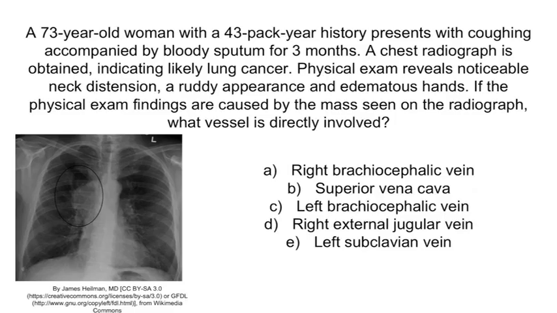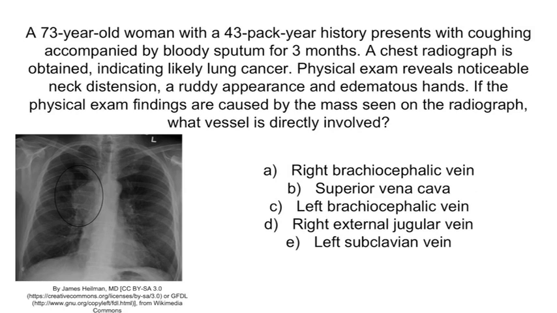A 73-year-old woman with a 43 pack year history presents with coughing accompanied by bloody sputum for 3 months. A chest radiograph is obtained, indicating likely lung cancer. Physical exam reveals noticeable neck distension, a ruddy appearance, and edematous hands. If the physical exam findings are caused by the mass seen on the radiograph, what vessel is directly involved? A, the right brachiocephalic vein. B, the superior vena cava. C, the left brachiocephalic vein. D, the right external jugular vein. Or E, the left subclavian vein.